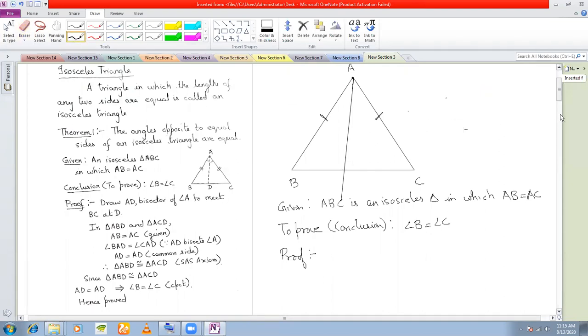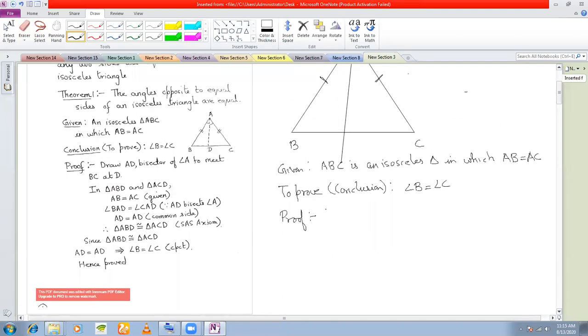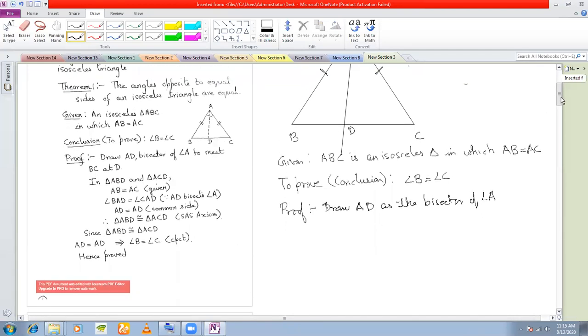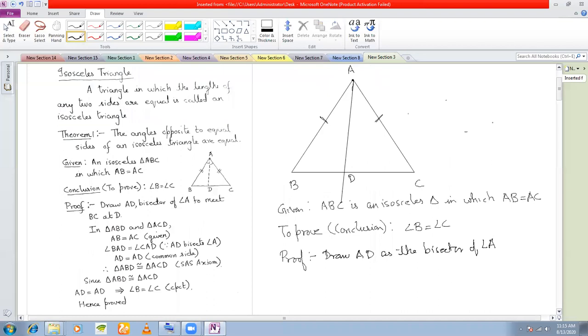So we write our construction also. So draw and call this point say D. Draw AD as the bisector of angle A. This is our construction that we need to remember. Okay, this is one you will have to do. Now what I'll proceed to show is that this triangle is congruent to this triangle. That is what I'll proceed to show.